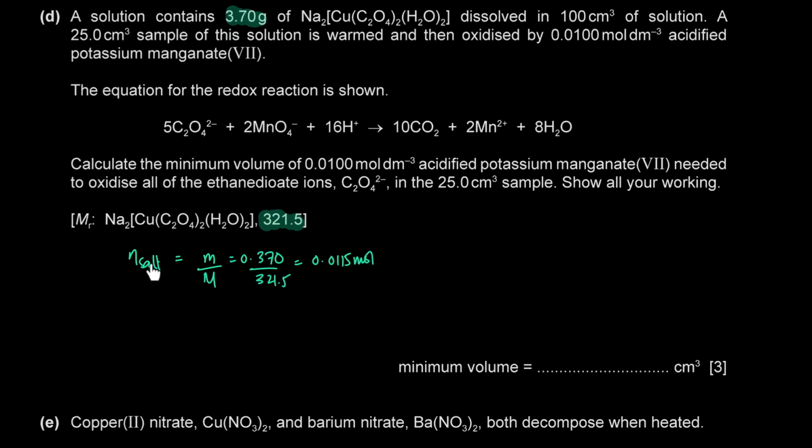Now that we have the number of moles of salt, we can find the number of moles of ethanoate ions in the original 100 cm cube solution. Every 1 unit of the salt has 2 ethanoate ions. For 1 mole of salt, we'll have 2 moles of ethanoate. If we have 0.0115 moles of the salt, we have 2 times 0.0115 moles of ethanoate ions. That's 0.0230 moles of ethanoate ions in 100 cm cube.